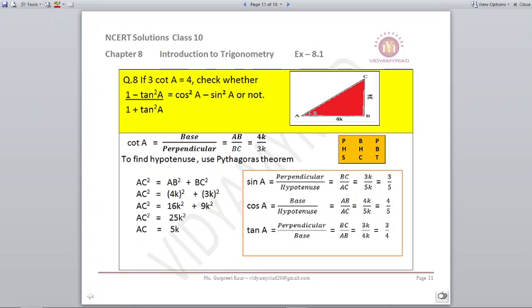Question number 8. If 3 cot A is equal to 4, check whether 1 minus tan square A upon 1 plus tan square A is equal to cos square A minus sin square A or not.